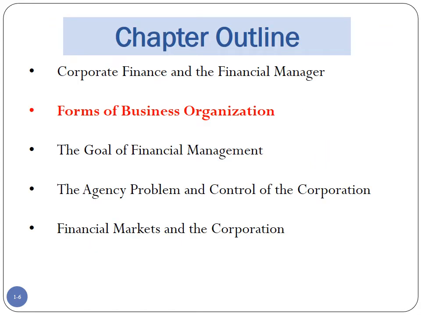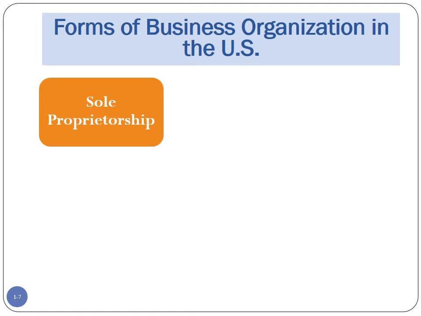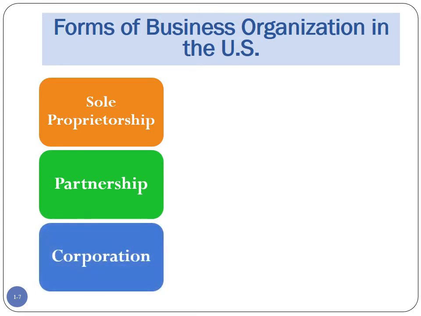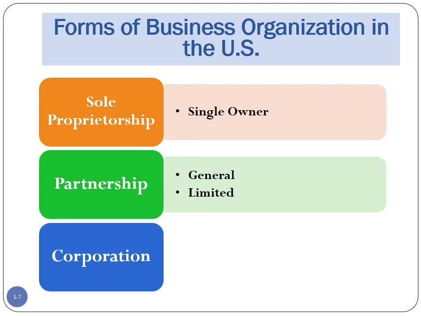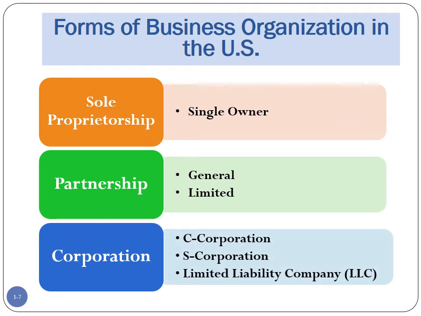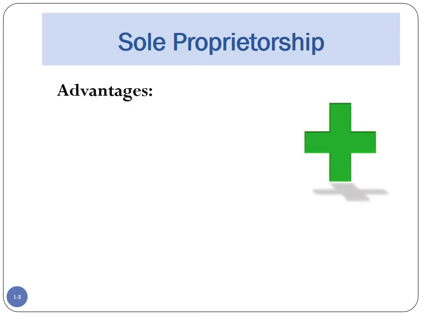There are different forms of business organization within the world. We're going to look at a couple of them. Within the U.S., there's what we know as a sole proprietorship, a partnership, and a corporation. These are three separate forms of organization. A sole proprietorship is a single owner company. The partnerships can be general or limited, and a corporation can be a C corporation, an S corporation, or a limited liability company.